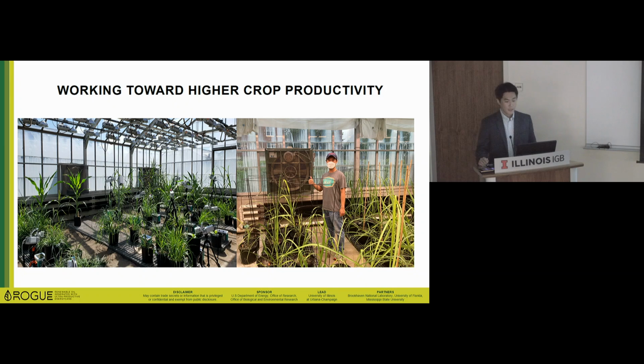So I'm working in Don's lab, and I'm working with C4 grass species. Specifically, I'm studying photosynthesis to improve crop yield, crop productivity. This is a figure showing how I measure the photosynthetic efficiency in the greenhouse system.